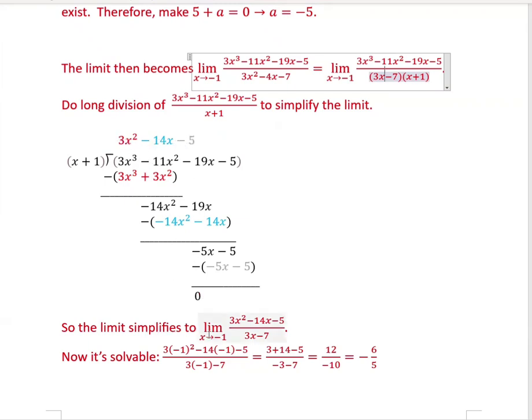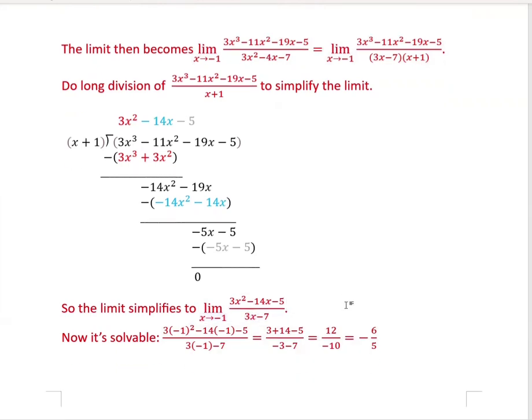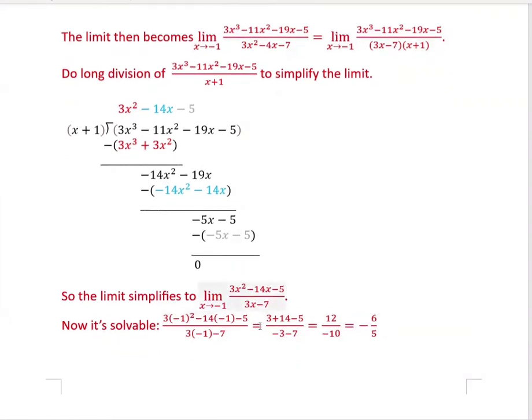So the limit simplifies to limit as x approaches negative 1 of 3x squared minus 14x minus 5. That's the quotient, but then we still have this 3x minus 7. So that's why that's still down here. Okay, now this is solvable. If you plug in x is negative 1, we get minus 6 over 5. Okay. And that's this exam. It's kind of a long video. I didn't break it up into multiple parts, but this is how we solve this exam.